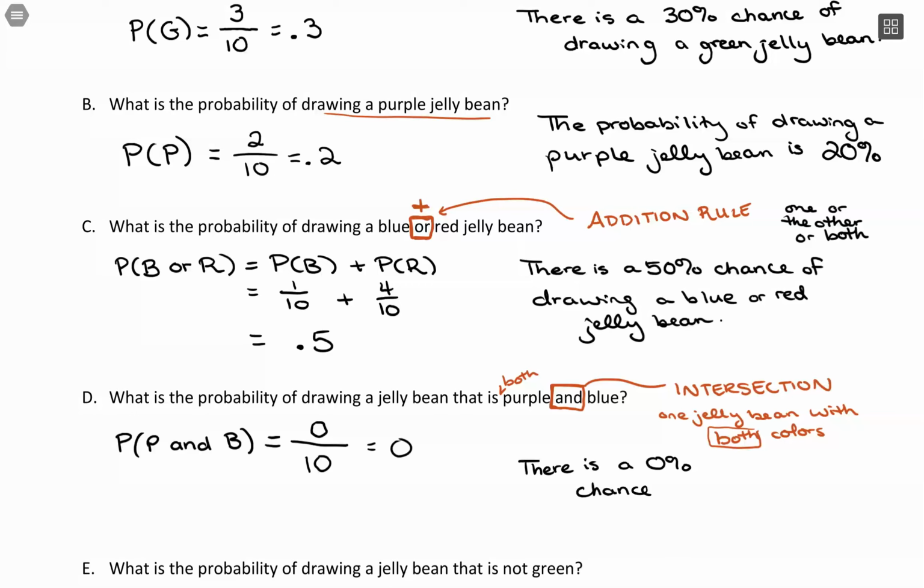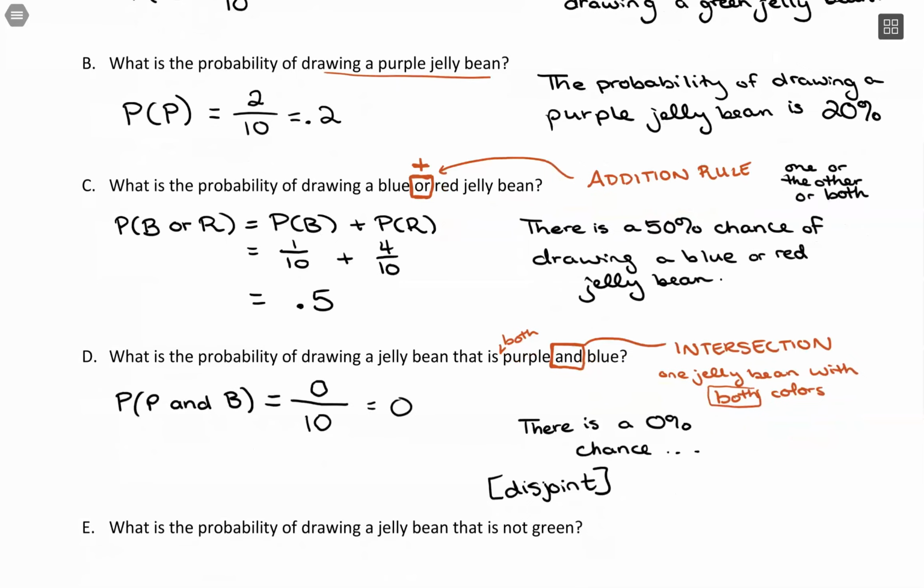This gets at the idea of disjoint, which we'll talk about more in the addition rule video, but the idea that these two events, they can't occur at the same time. So colors for our jelly beans are disjoint from each other. They won't overlap at any point. So that's our intersection where we're looking for two characteristics both at the same time.